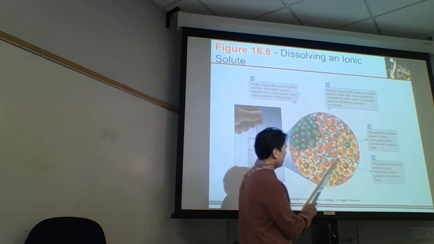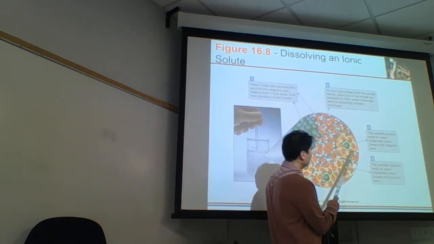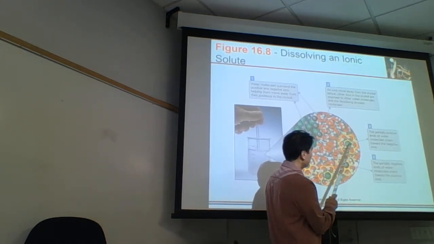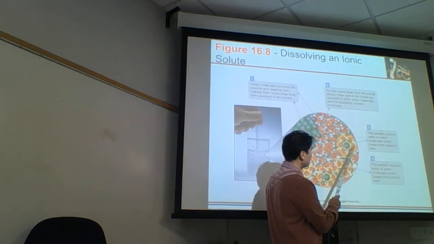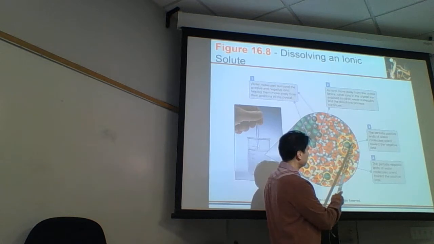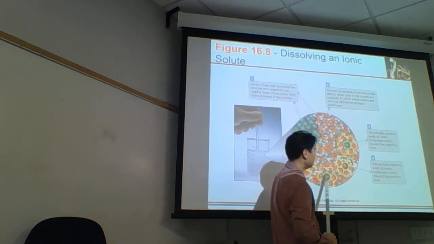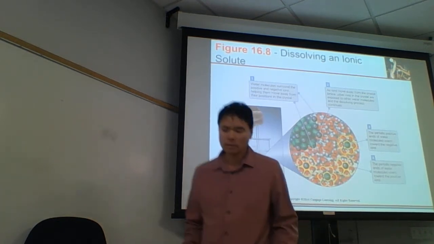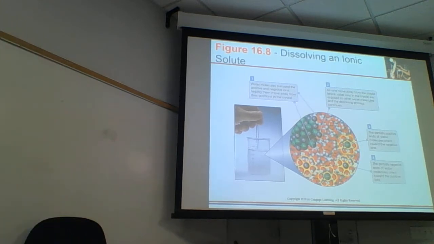And then we have this. This is called an ion-dipole intermolecular force. We have an ion which has a full charge and a dipole which has a partial charge. And so ion-dipole attractions can be quite strong. These are ion-dipole attractions here. So this is called the solution process. This is dissolving an ionic solution.